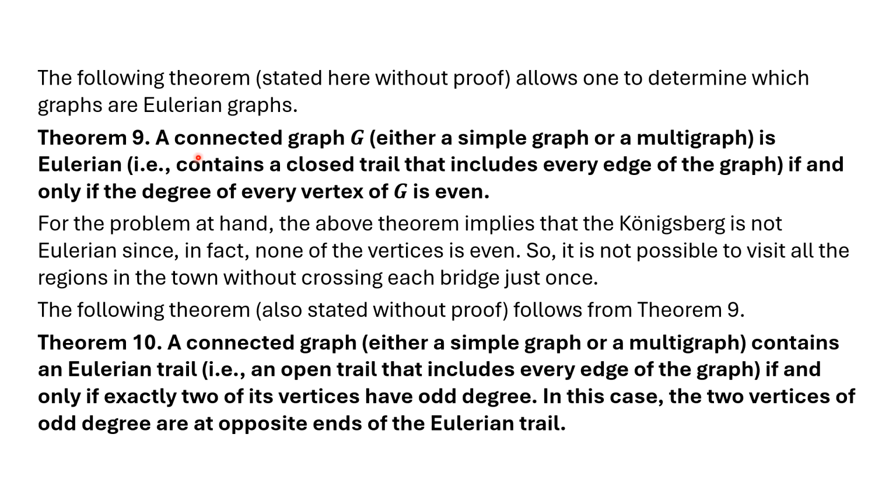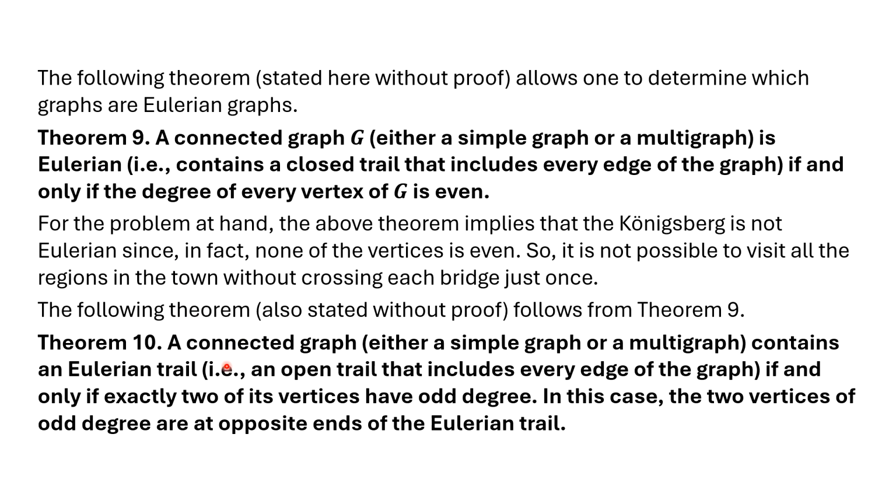We have two theorems. I think I mentioned these earlier, but I'm going to go over them again. So a connected graph G, either a simple graph or in our case a multigraph, you notice we had multiple edges going between vertices, is Eulerian, in other words, it contains a closed trail that includes every edge of the graph, if and only if the degree of every vertex of G is even. So as we saw when we counted the degrees, in fact every vertex had odd degree. So our graph is not Eulerian.